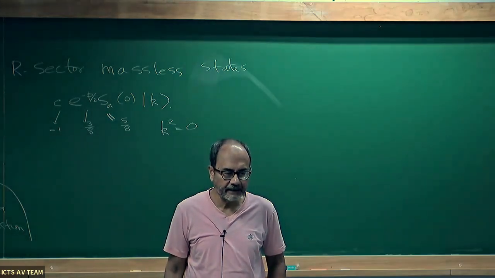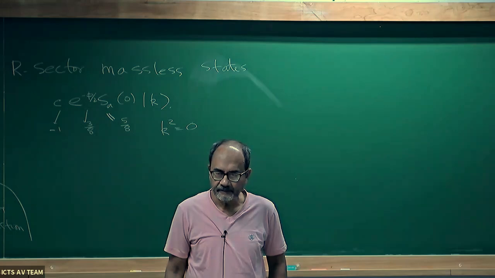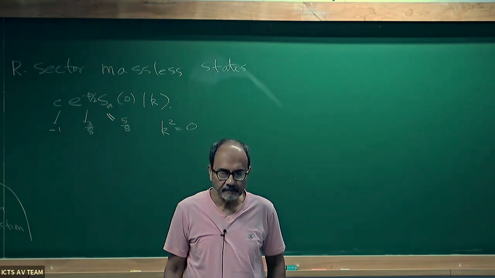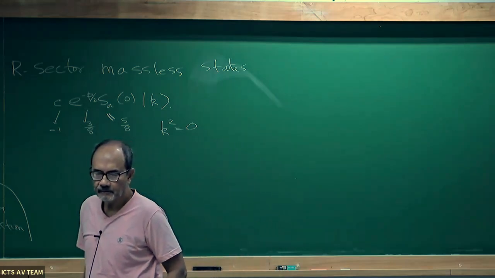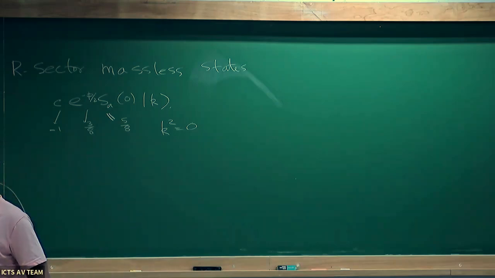Is this okay? Both interpretations are correct. These fermions you can interpret as superpartners of the gauge fields and scalars, but you can also interpret them as Goldstone fermions.